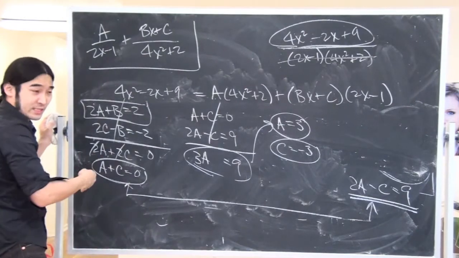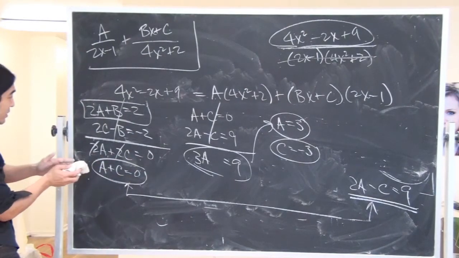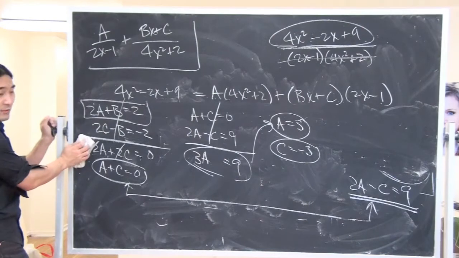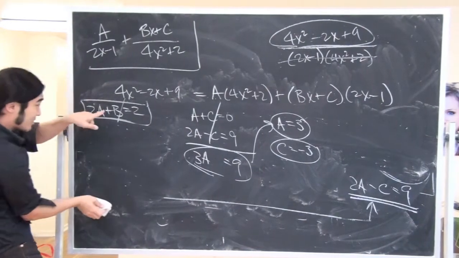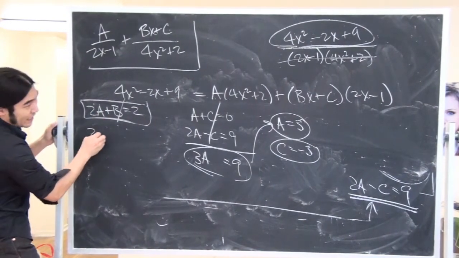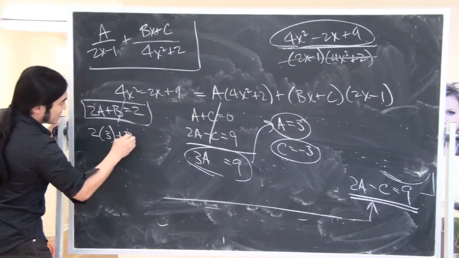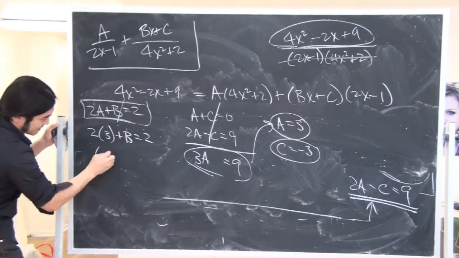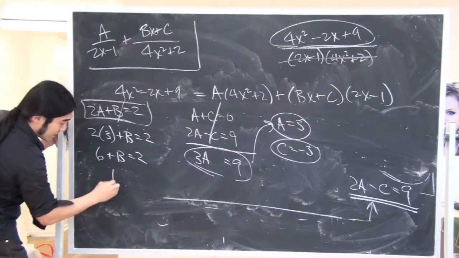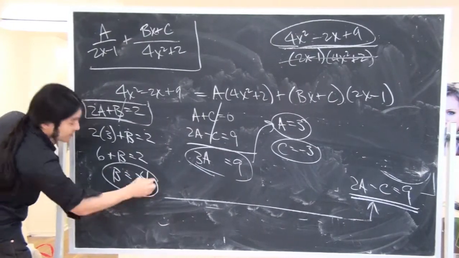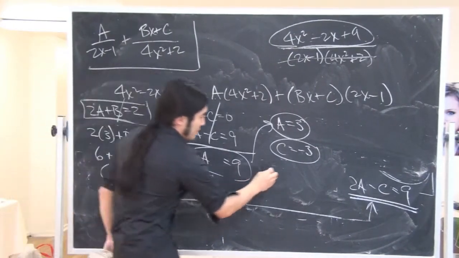Then go back one more step to any other equation. In fact, why don't we do this one up here? Sorry, I erased them. Let me clean this up. Let me backtrack to this equation. So now you have 2a, but a is 3, plus b is equal to 2. So 6 plus b is equal to 2. So b has got to be negative 4. Okay?